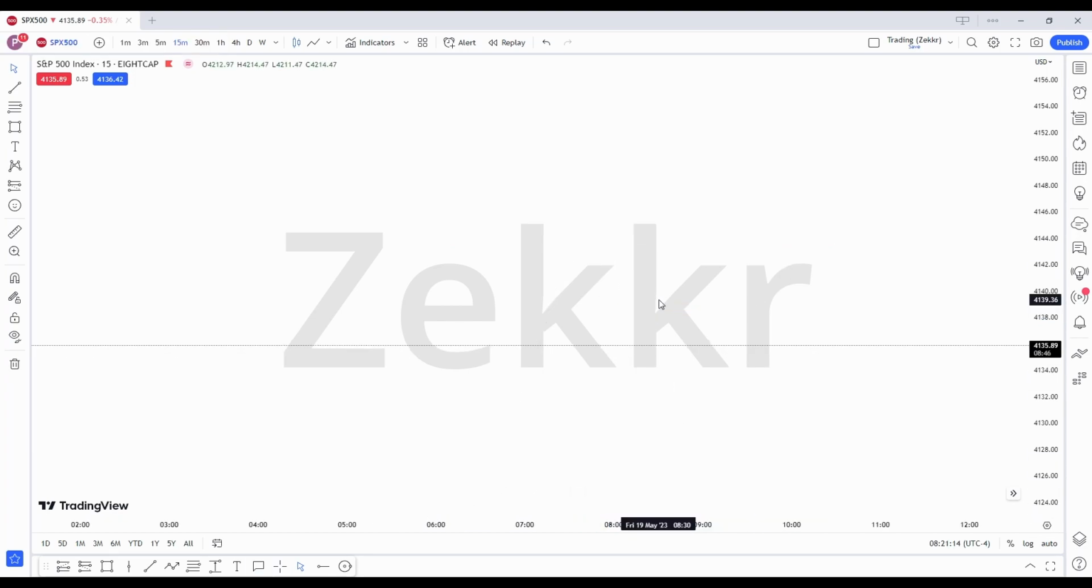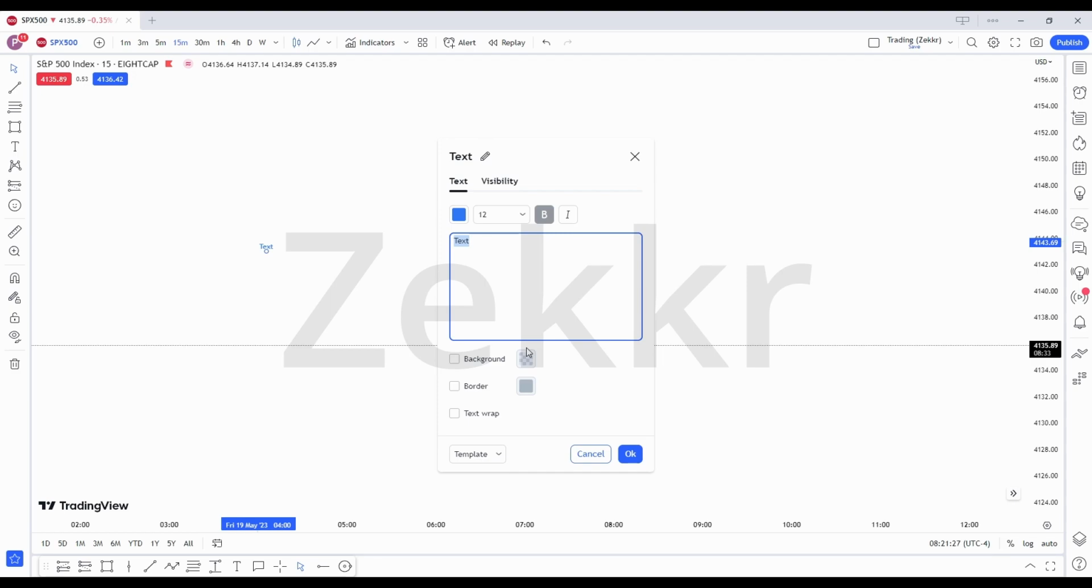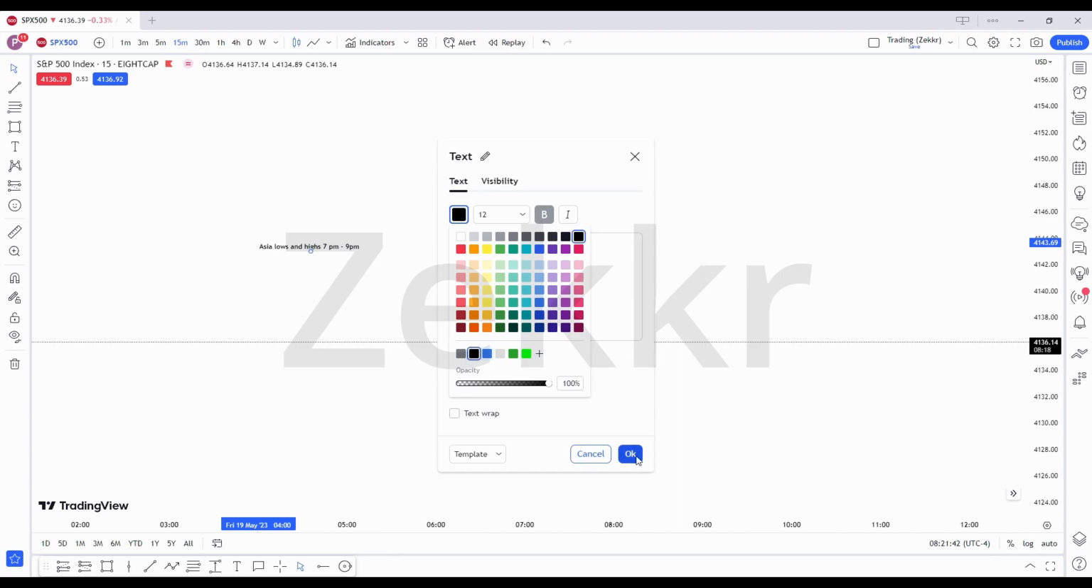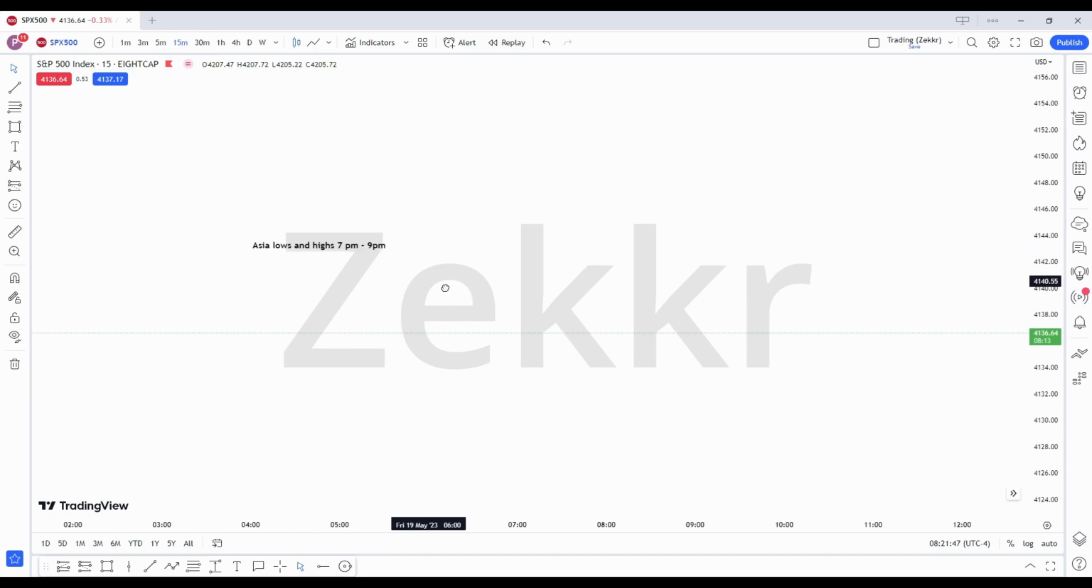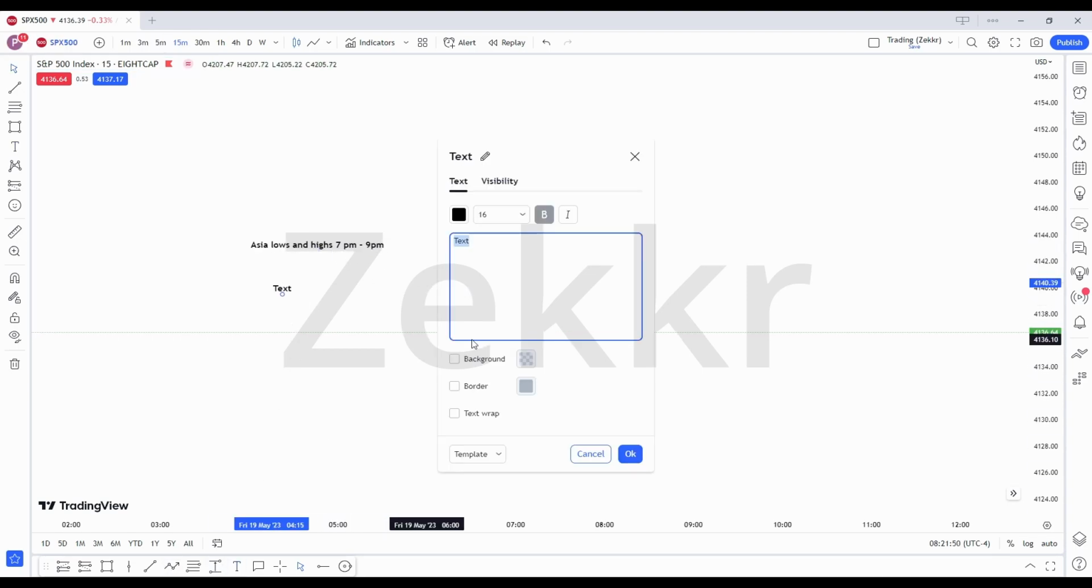These setups can form above or below when sweeping above or below the highs of the sessions. So yeah, now write this in your notes. So Asian session, Asia lows and highs, and it's from 7 p.m. to 9 p.m. We're going to make this blue. So it can be Asia lows and highs from 7 p.m. to 9 p.m.